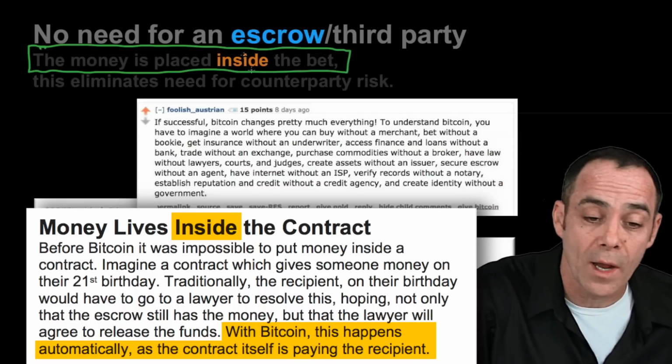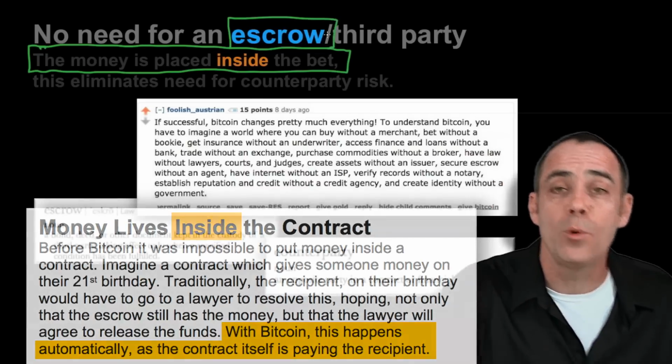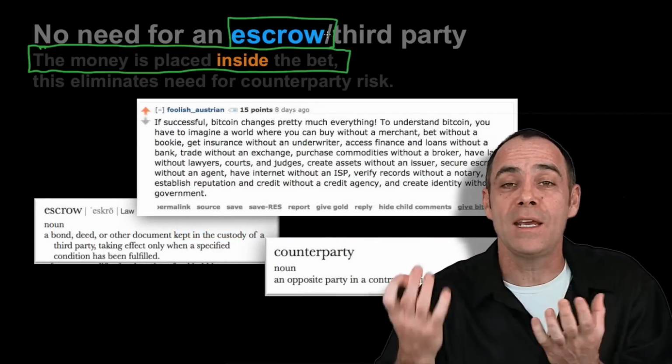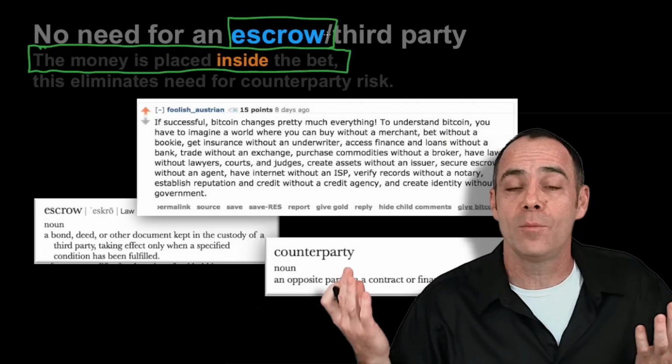Because it doesn't require an escrow. It doesn't require someone to hold that money. It's decentralized. No individual is holding this. So the money is just sitting there in thin air waiting for the bet to be resolved.